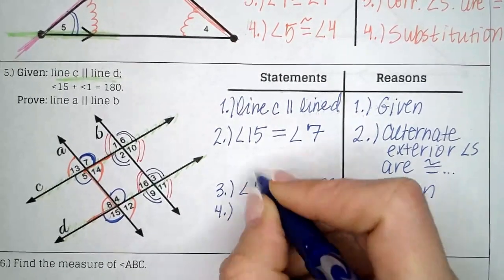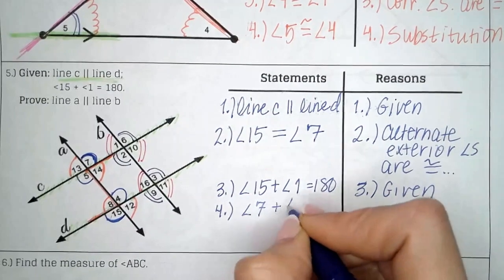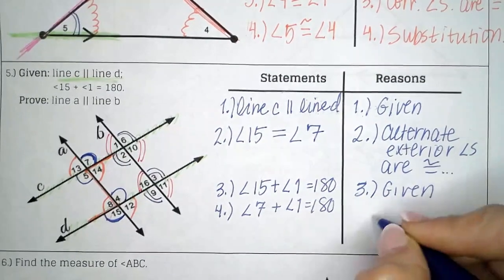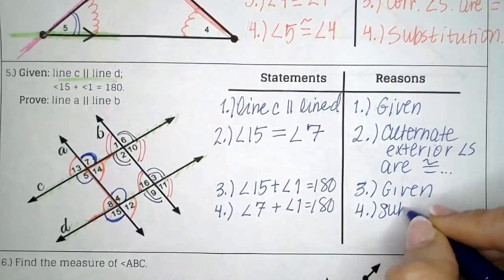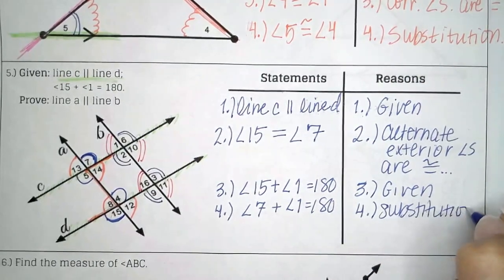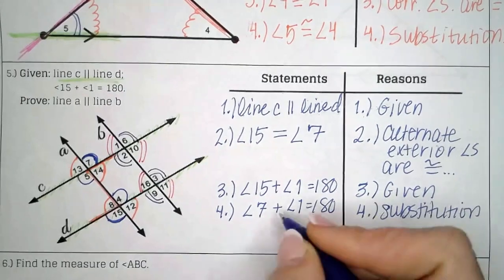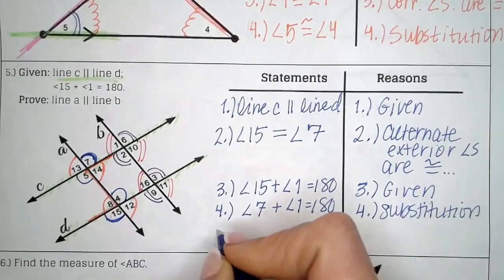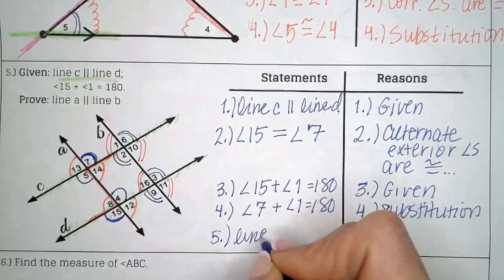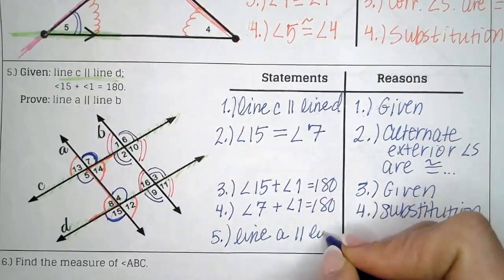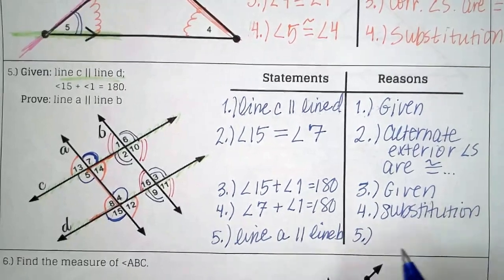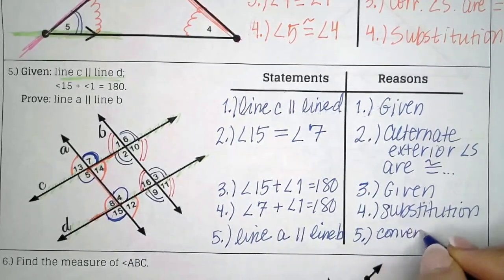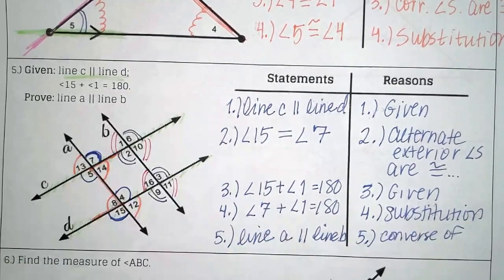Number 4, if 15 equals 7, angle 7 plus angle 1 is 180. What did I do to get there? Yep, substitution. All right. Then, if those add up to 180, well, that means line A is parallel to line B. When we prove lines are parallel, we're doing the converse. Converse of, what are 7 and 1?